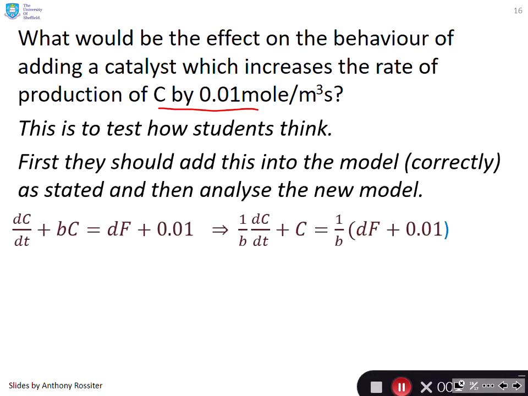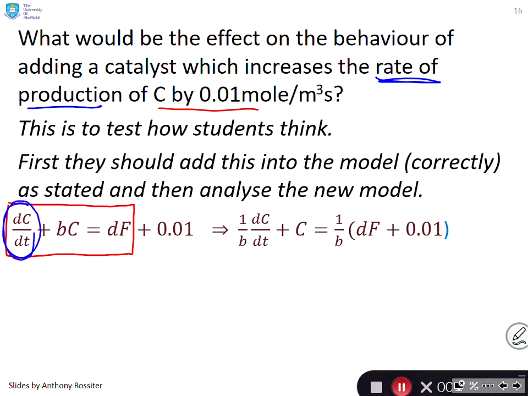Okay, what you already know is this equation here: dC/dt plus bC equals dF. And then what it tells you is that the rate of production, so what's the rate of production? The rate of production is dC/dt. So it tells you that dC/dt is increased by 0.01. So that's all I've done, taking the equation that I've got for dC/dt and added 0.01.